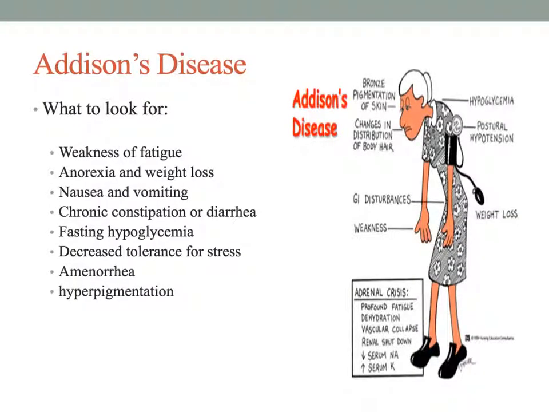Addison's disease means that we do not have proper secretion of our adrenal cortex of the mineralocorticoids and the hormones that affect our blood pressure, fluid and electrolyte balance, carbohydrate, protein, and fat metabolism. So these are the signs and symptoms that the patient will present with.